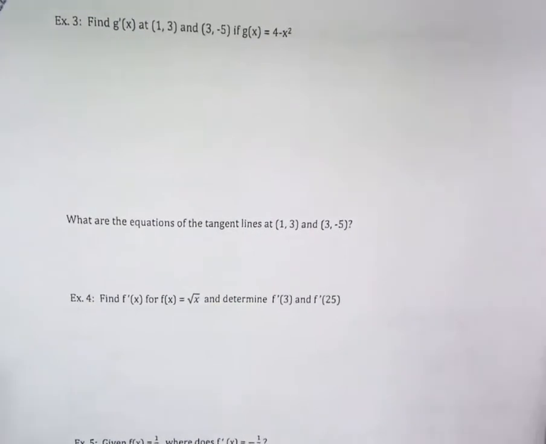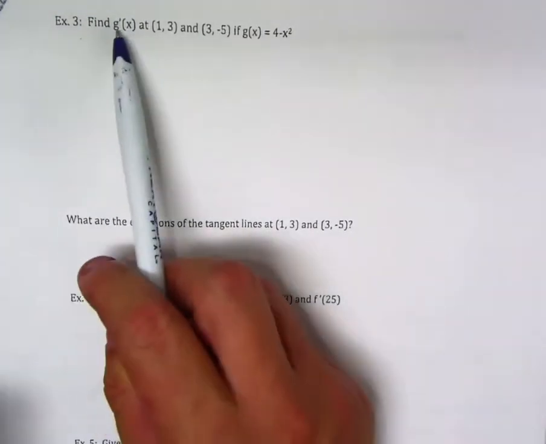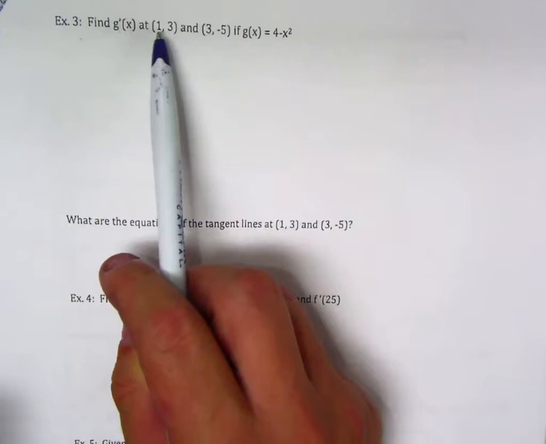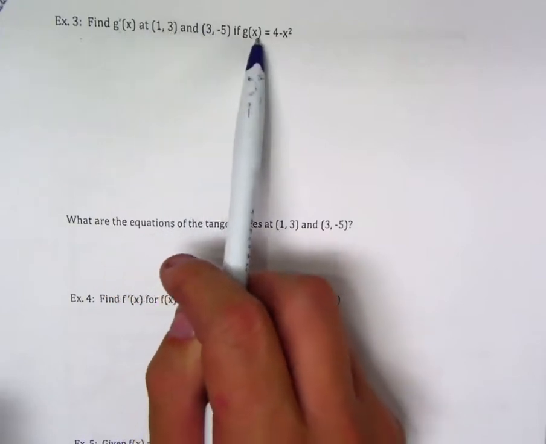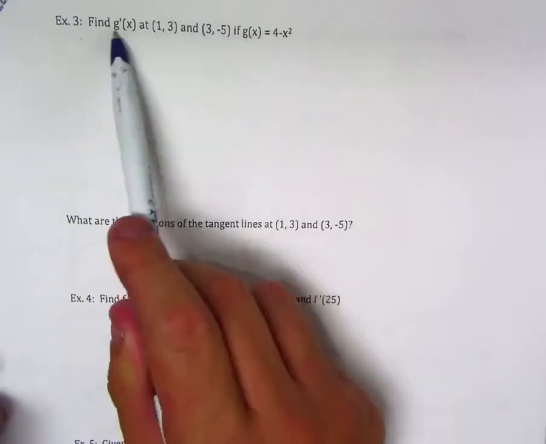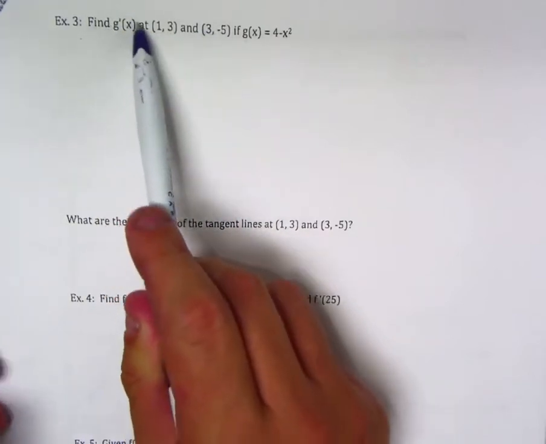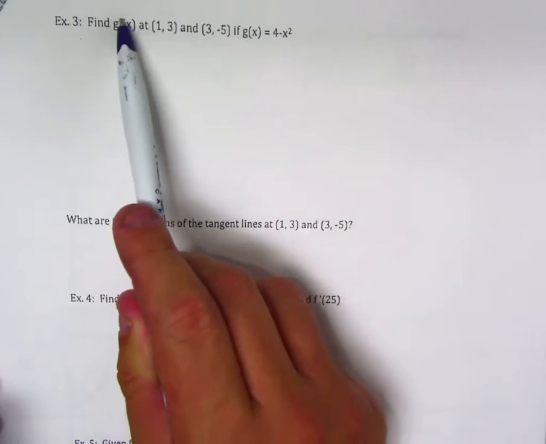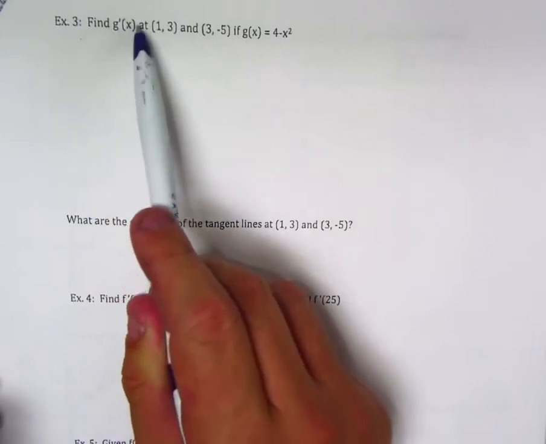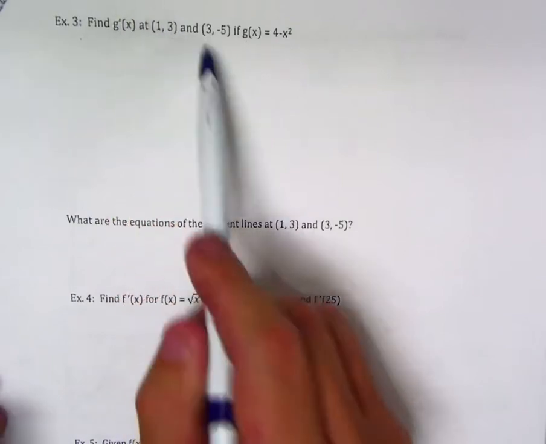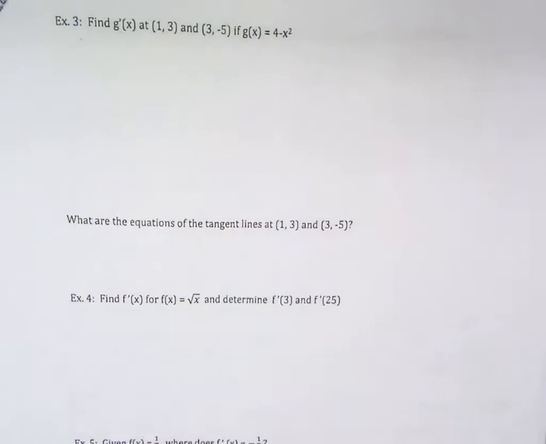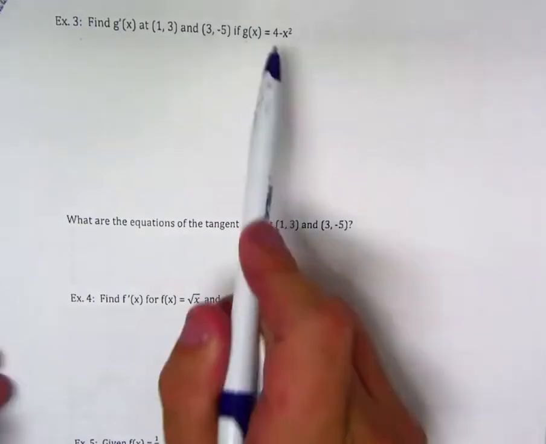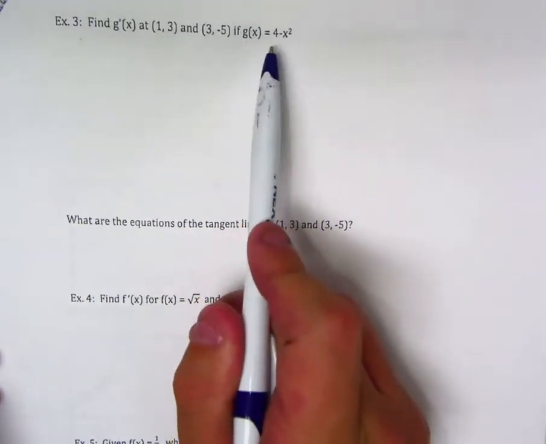Example 3. Find the derivative of g of x at (1, 3) and (3, -5) if g of x is 4 minus x squared. So they're wanting you to find the slope; that's what derivative stands for. Find the slope of the tangent line at (1, 3) and (3, -5). So the first thing we have to do is find the derivative of the function. We want to find the derivative of this g function right here.